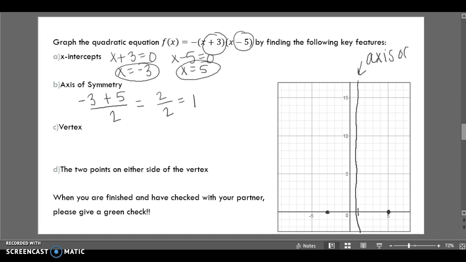For the vertex, we take that x value and plug it into our function to find the y value of our function.